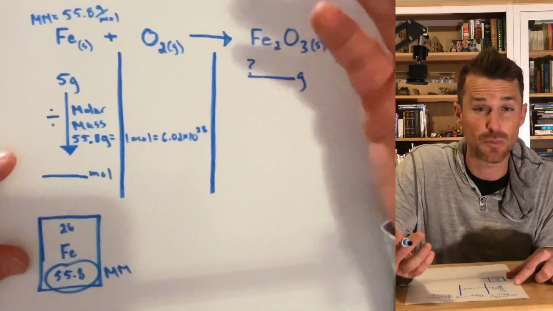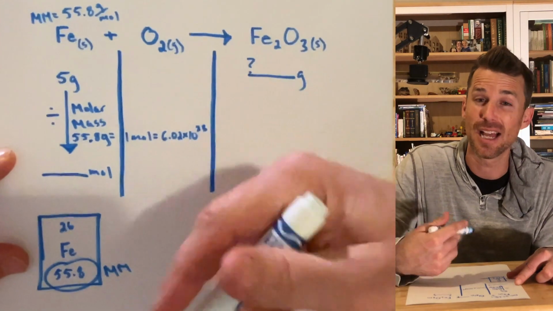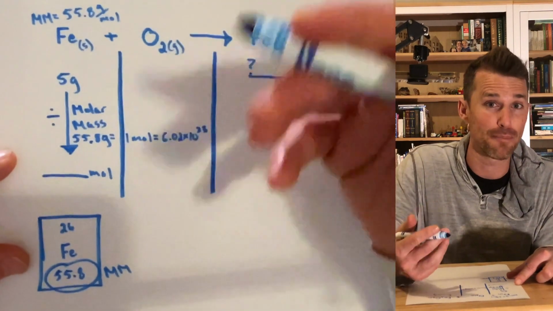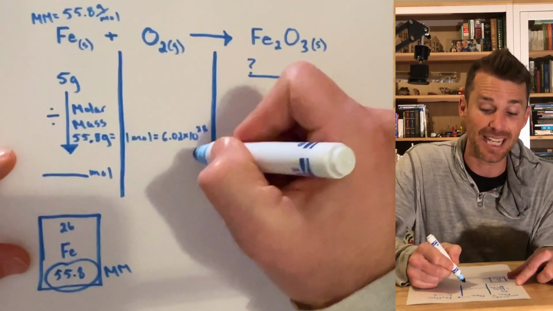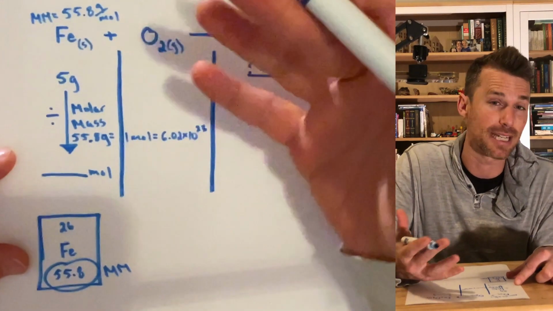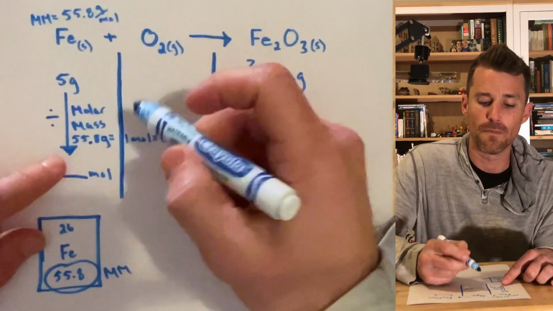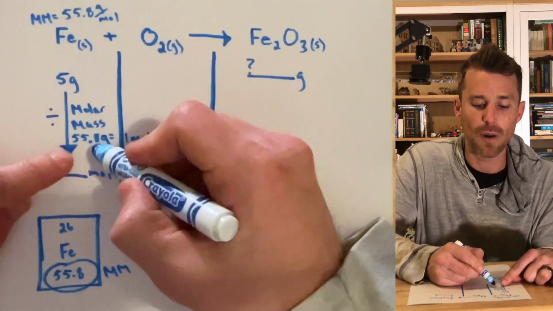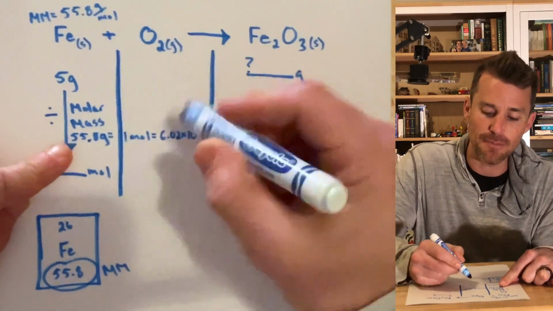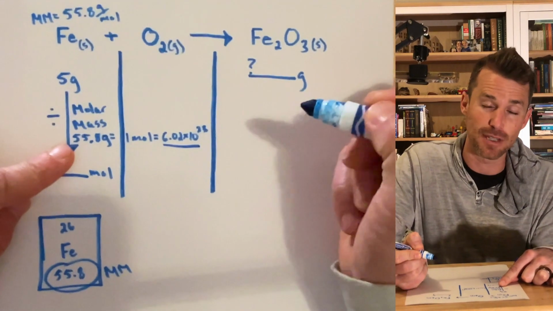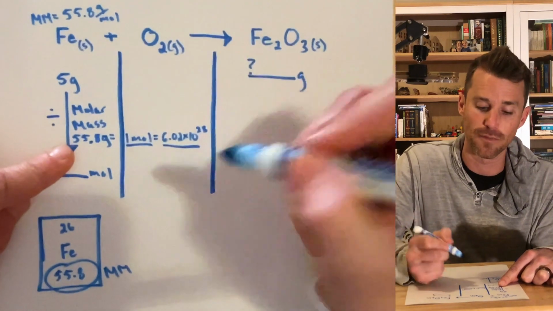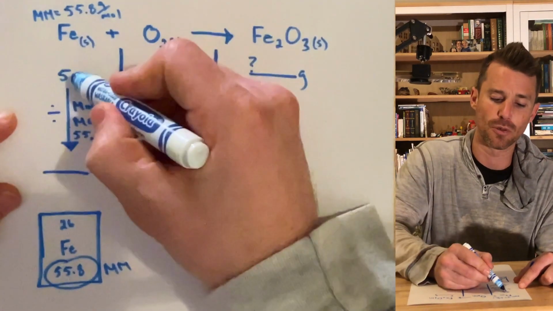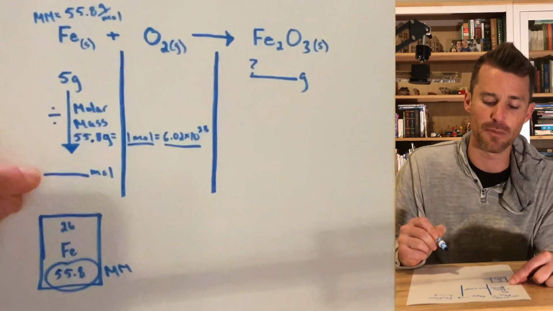You could have 6.02 times 10 to the 23rd eggs, soccer balls, basketballs, calculators, cats. You can have this many of anything. It's just a set quantity, like a dozen is 12. So for iron to weigh 55.8 grams, it means you have 6.02 times 10 to the 23rd of them, and that is 1 mole of them. So grams divided by molar mass would get me to moles.